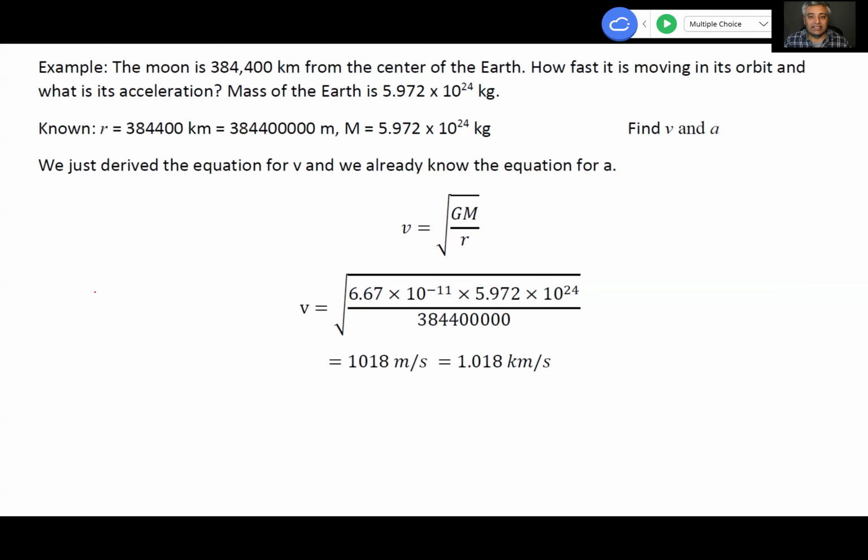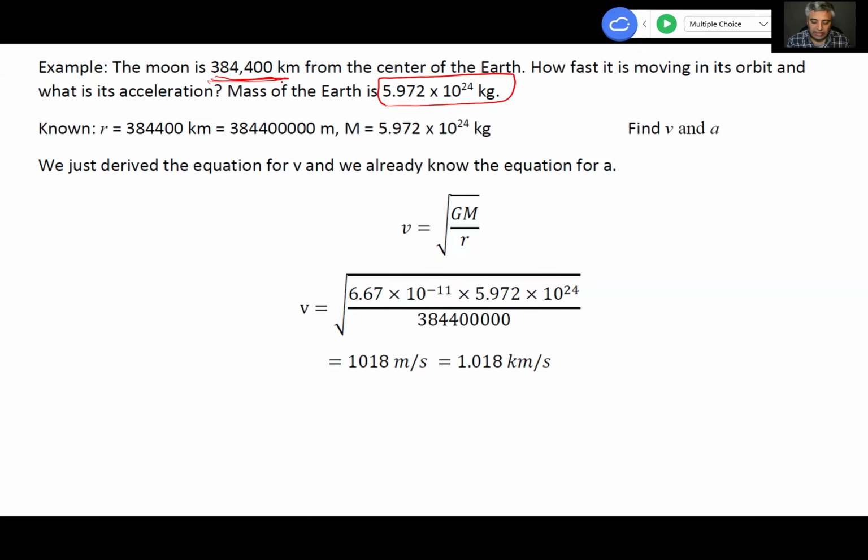So here is an example I have done in my note. I just brought the screenshot of that. This is a real number. The moon is that many kilometers from the center of the Earth. How fast is it moving in the orbit? For that, we need the mass of the Earth, and that's what I'm writing here.